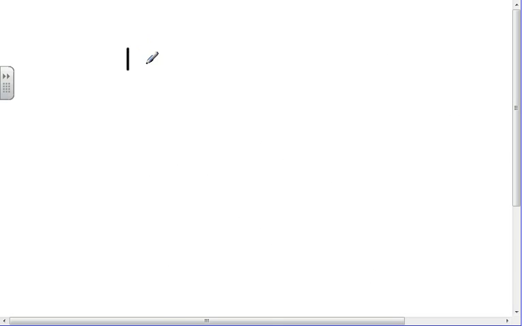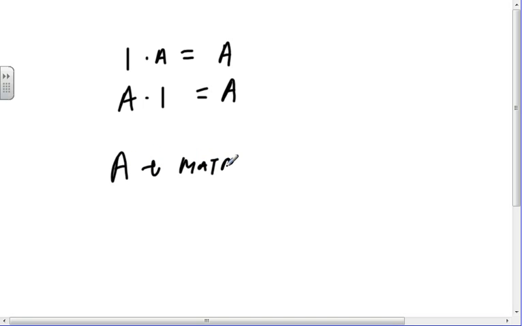If I have 1 times A, what do I have? A. If I have A times 1, what do I have? A. If A is a matrix, is there something that I can multiply by A and get A back? That's the issue. And there is, and it's called the identity matrix.